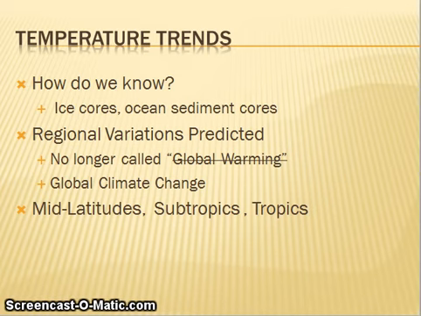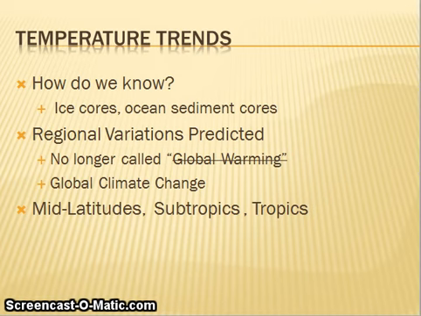And then they talk about just these overall regional patterns. How do we think that areas are going to change? And what you'll notice is we don't call it global warming anymore, because some places are going to get warmer, some are wetter, some are colder, and the current term for this is global climate change. So make sure you can kind of talk about the mid-latitudes, the subtropics, and the tropics. That's also I think in page 8 and 9 in the reading.